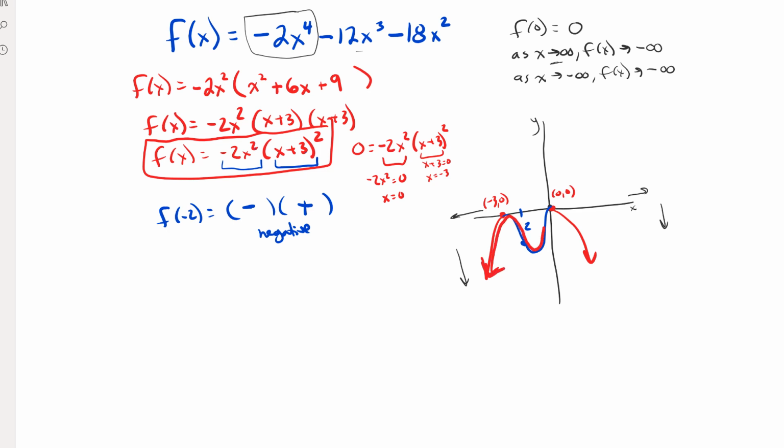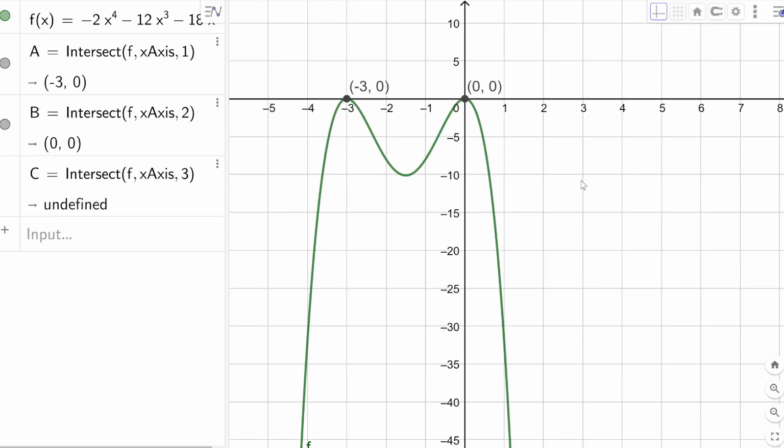Overall, we've got the end behavior we expect. The function's going to be negative in between our zeros, and it's going to end up with negative end behavior on the right. Let's use a graphing utility and see if this looks something like what we would expect. So when we plot this graph using a graphing utility, we see exactly what we expected: the correct end behavior, the correct zeros, and the correct behavior of the function in between those zeros.